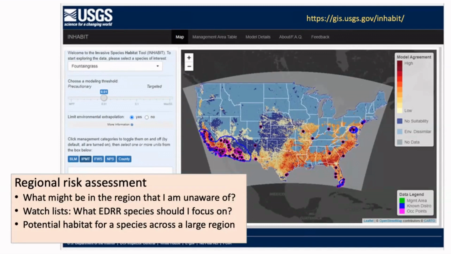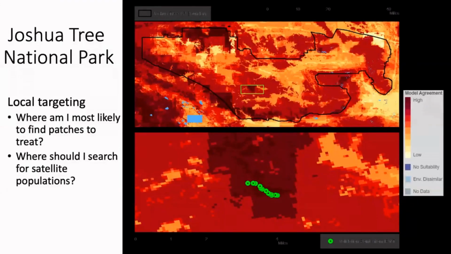Looking broadly, these models can help develop watch lists, while locally, they can point to unknown infestations, such as the spouting grass one in Joshua Tree National Park, where models predicted high habitat suitability in previously unsampled locations, as shown here.